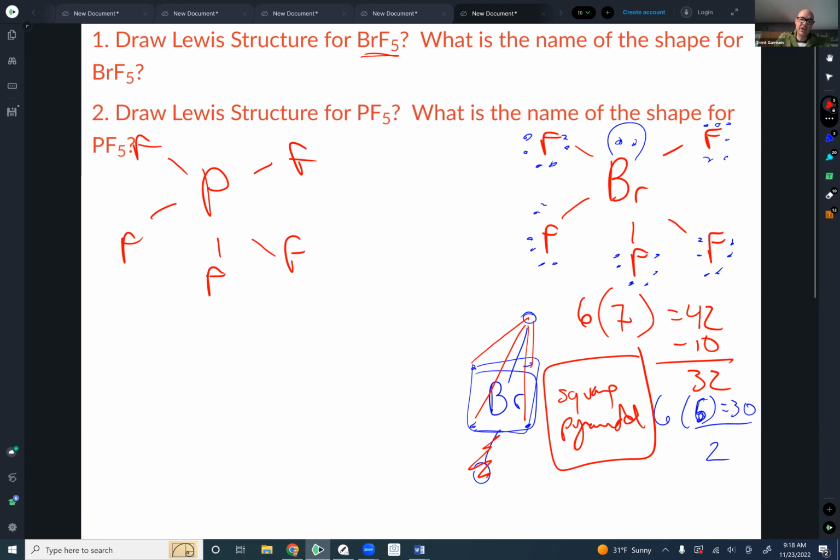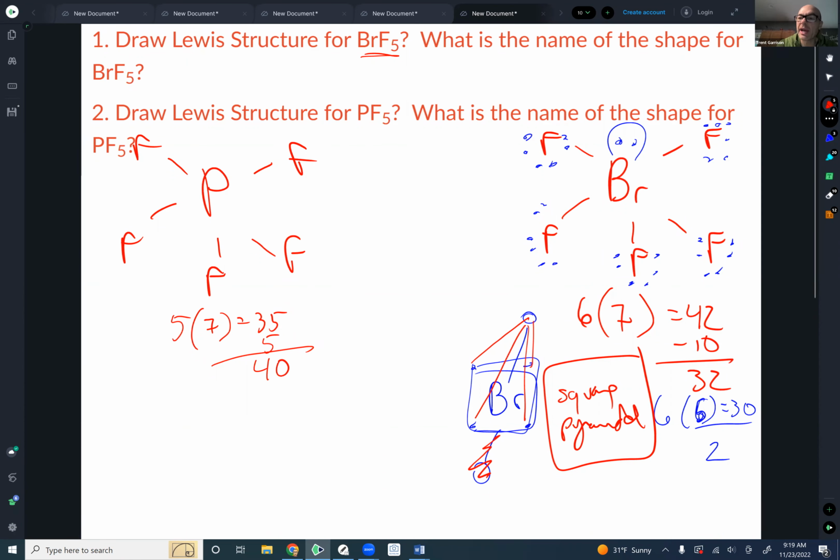Now, contrasting that over to the left side, PF5, you're saying, well, shouldn't it be the exact same? Well, no, it's not, because P has fewer electrons. So we're going to do the math the exact same way. What we would end up with is 5 atoms that each have 7. That's 35. And then I would have 1 atom, the phosphorus, that has 5 valence electrons. So that's a total of 40.